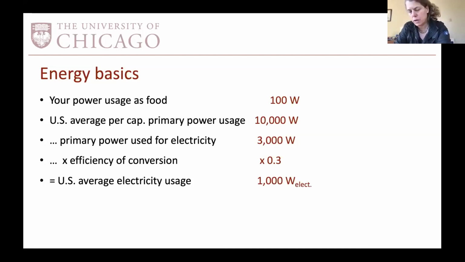So remember, these two numbers are different. The top number is watts of primary power. The bottom number is the watts of electricity after you've done the conversion efficiency. So you're ignoring the fact that you really use 3 times as much to make that electricity. So those are the framing numbers.